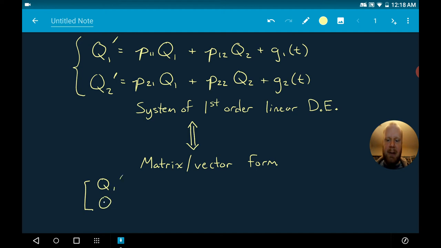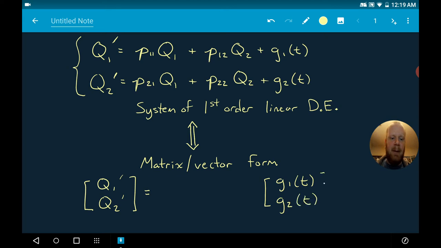I'll write it explicitly this time. I think it's good to see it. So we have Q1 prime and Q2 prime is equal to, and if you think about how the matrix multiplication for this works, we have Q1 and Q1, Q2 and Q2. I'm actually going to leave this vector on the side here, and just concentrate on this.